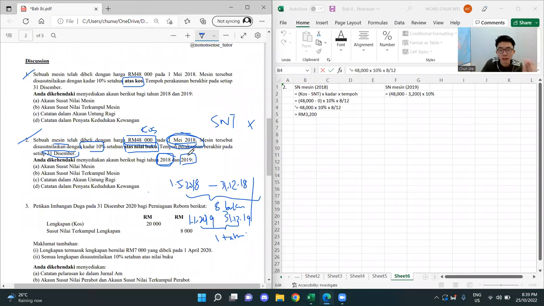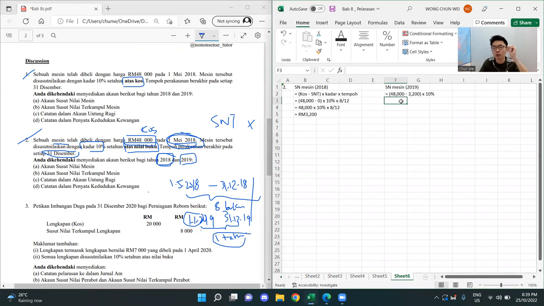Tapi when you go to 2019, the machine sudah kat situ mah. So you still use it from 1st January. Okay, so you guna sampai the end of the year, 31st December, then you sudah guna satu tahun. So when you use satu tahun, then your Susut Nilai pun perlu dikirakan mengikut satu tahun. Are you guys clear? If yes, please give me a C in the chat box.